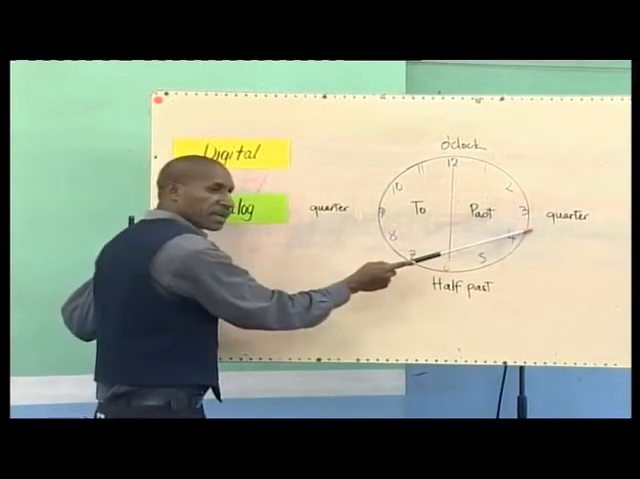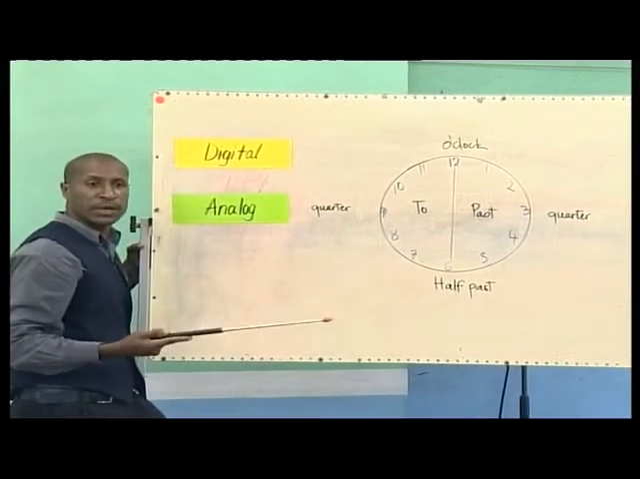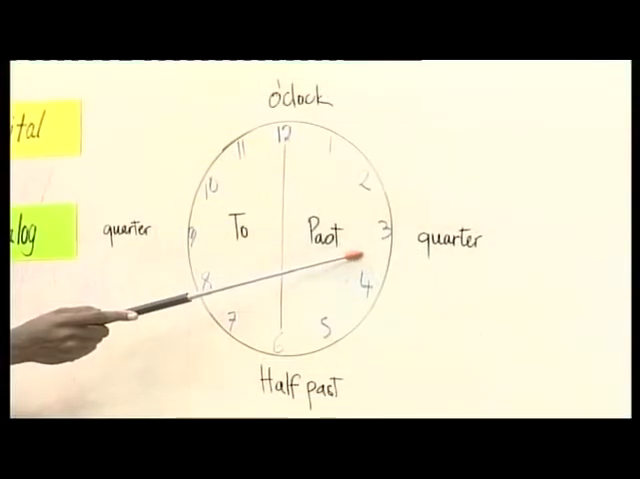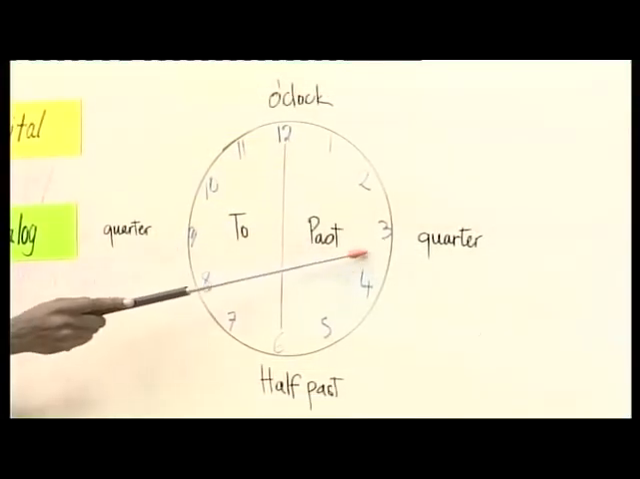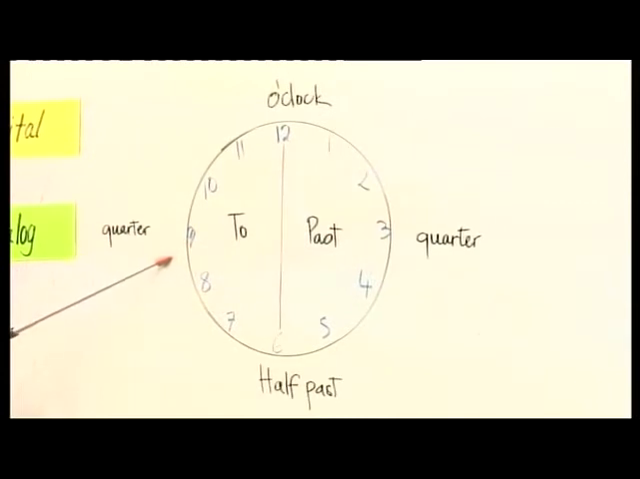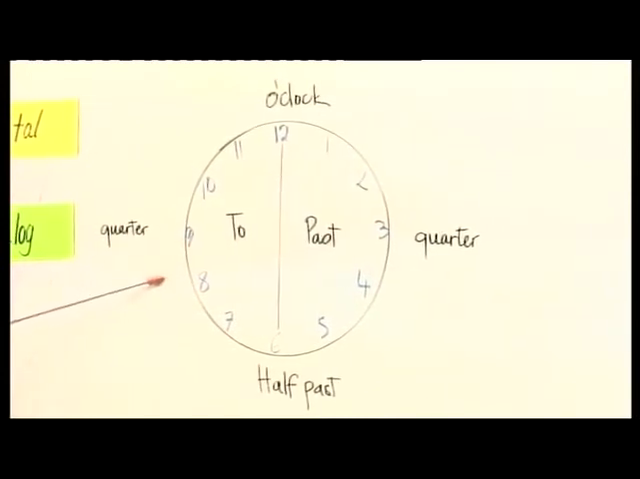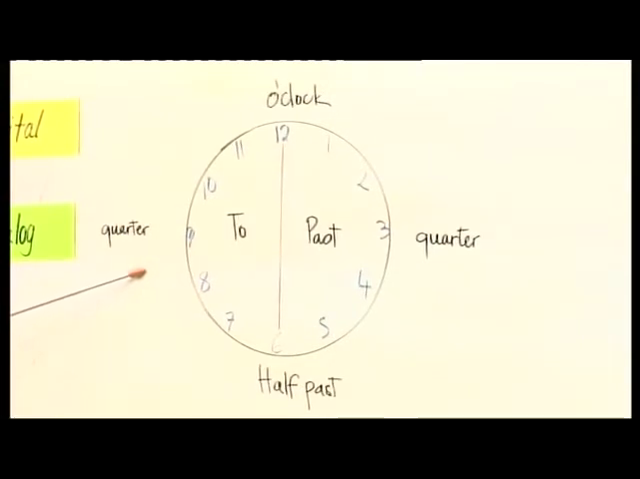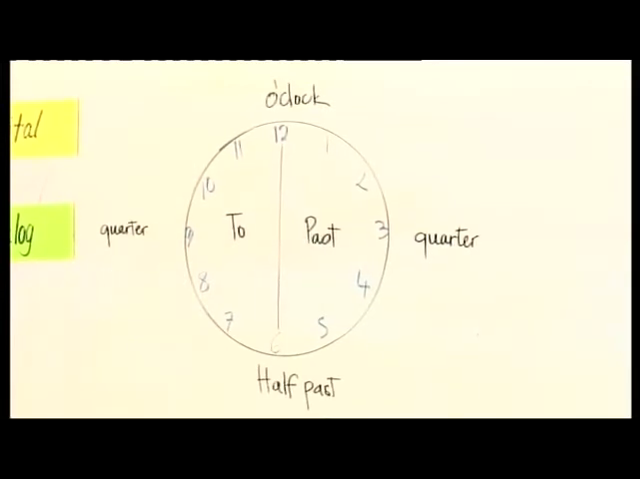Quarter or 15 past. Sometimes we express it by using the words 15 past or quarter past. You can also say quarter past or 15 past. And 9, you can also express it as quarter to, okay? Or 15 to. 15 to or quarter to. So these are common words when we are telling time. You use these words to express time.